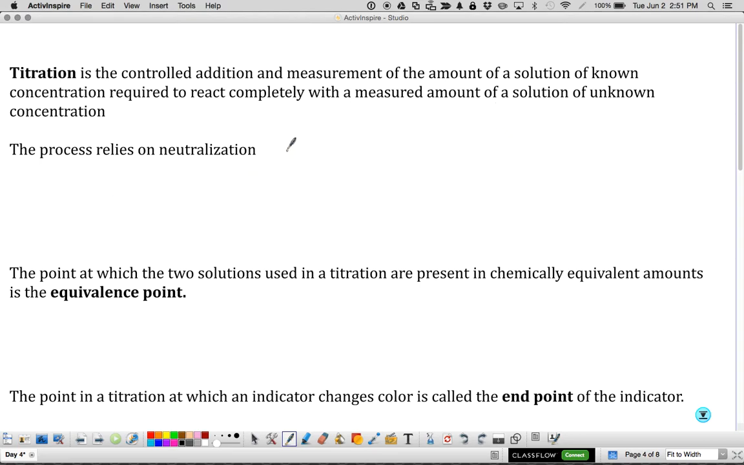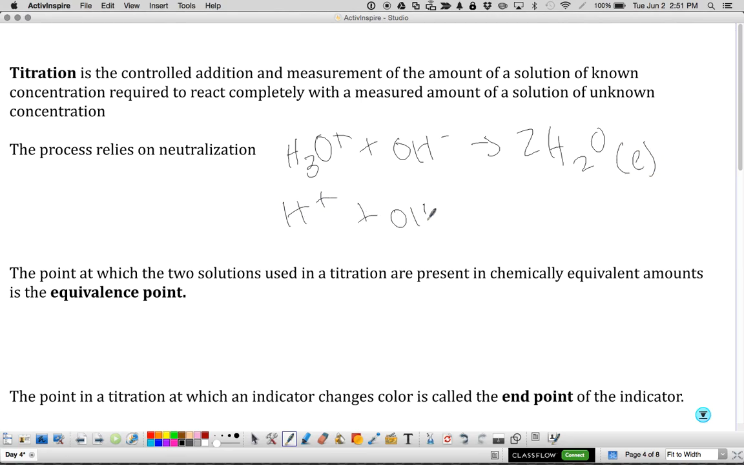So remember, we could write neutralization two ways. H3O plus OH minus reacts to form 2H2O, or H plus OH minus yields H2O. Okay? And remember, we can use these sort of synonymously. They both describe the same process.